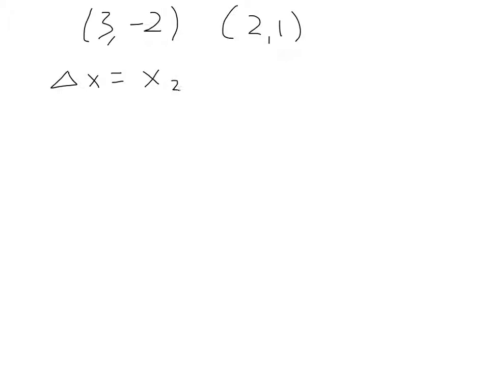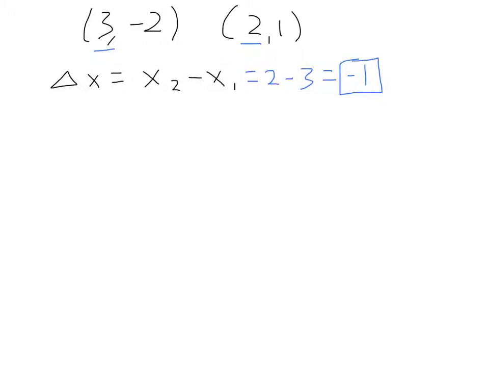So let's start off. The first problem gave you 2 points. We've got the point 3, -2, and the point 2, 1. It starts by asking what is delta x. Alright, hopefully you remember delta x means x2 minus x1. It's the change in x. So for this problem, that's 2 minus 3, which equals -1.